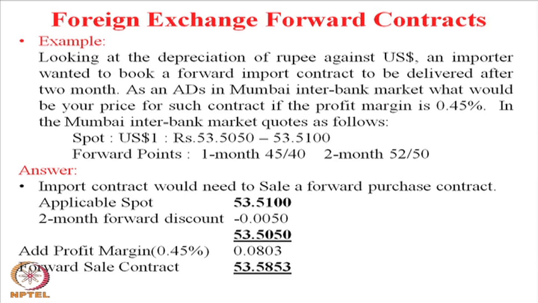So, the importer has to buy a forward contract, and the authorized dealer has to sell the forward contract to the importer. Same thing: we have to decide what the applicable spot is, then add or deduct the forward points, then add what is called the profit margin and decide the rate. Now, let us do the example.